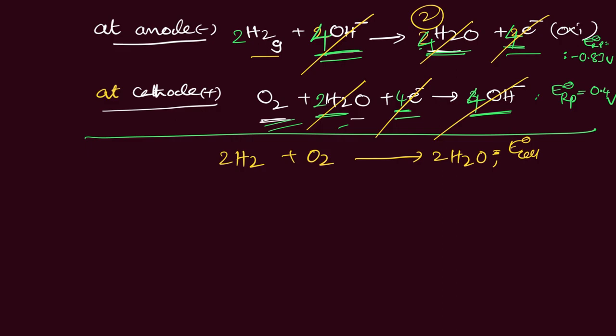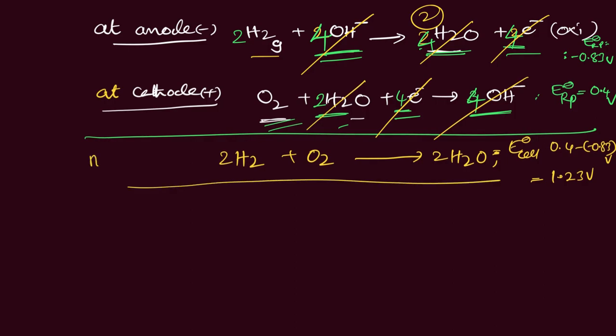And what is the E naught cell value? Reduction potential, meaning RHS minus LHS. That is 0.4 minus minus 0.83 volt. Adding these, you will get 1.23 volt. Minus into minus is plus, so 0.83 plus 0.4 is 1.23 volt. So this is the cell reaction, the net cell reaction.